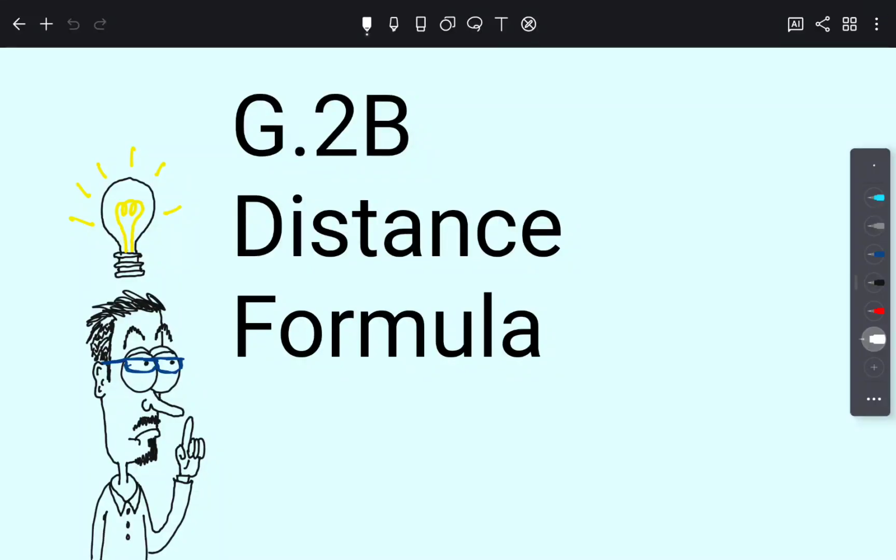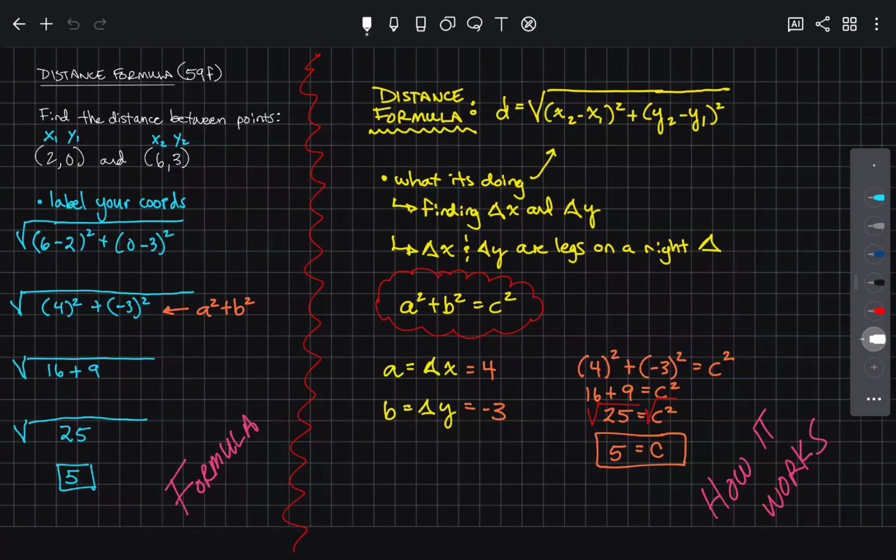Distance formula. Distance formula can be represented in two ways. The main way is using the formula. That's going to be x2 minus x1 squared plus y2 minus y1 squared, and then you take the square root of that entire answer. Really what that's doing is the difference in x is finding your run, or the change in x, and then that y2 minus y1 is your vertical change, which is your change in y, and that's going to be your rise.